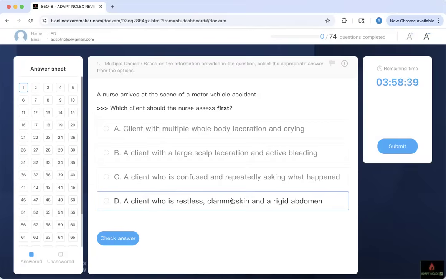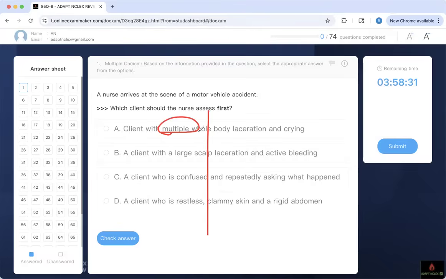I know you picked the right answer. So how do I do this prioritization question? Divide the thing into two and figure out what the situation is. Multiple whole body lacerations and crying. Large scalp laceration, active bleeding. Patient is confused, asking a bunch of questions. Patient is restless, clammy, and has a rigid abdomen. I can tell you the right answer is D.